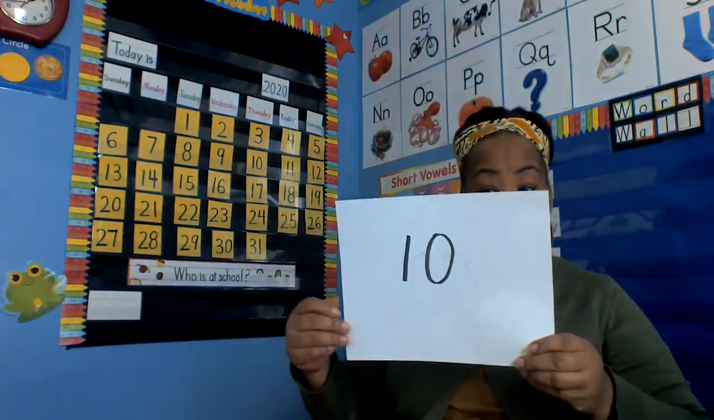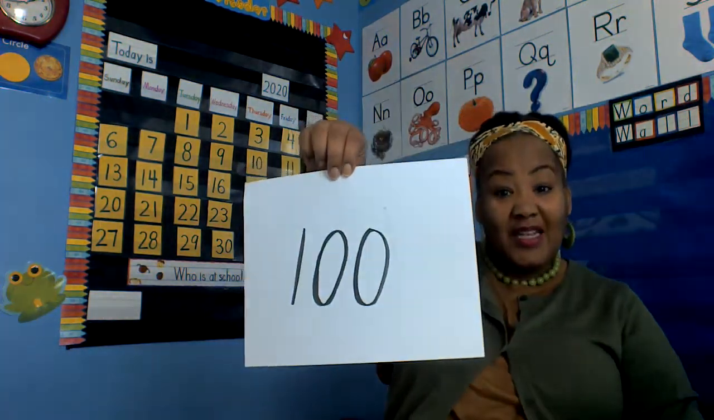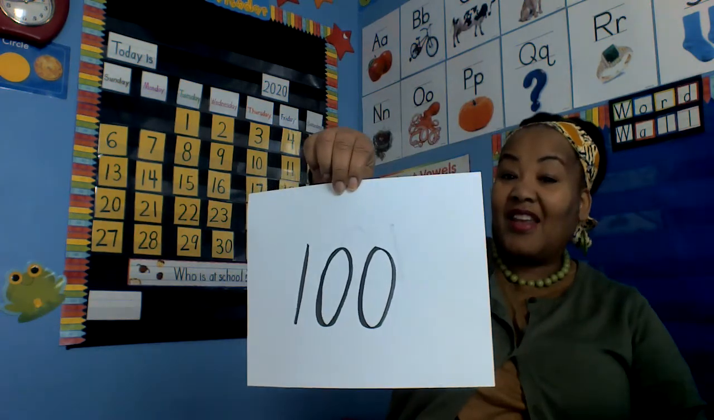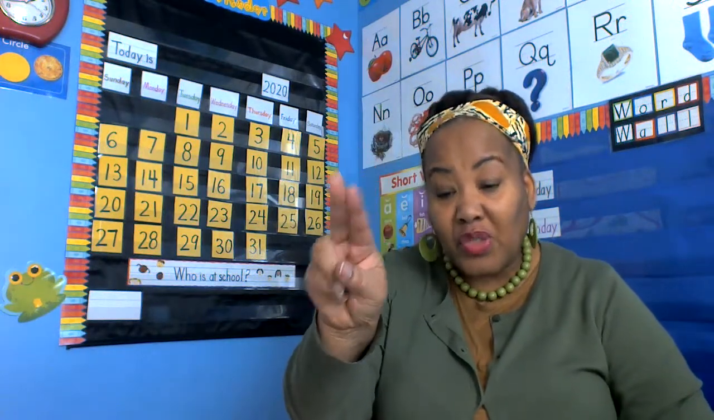And the zero can help us make a whole lot of other numbers, including 100. 100, that's a big number, but there's that zero, two zeros. All right, guys, so far, I think we're cooking.